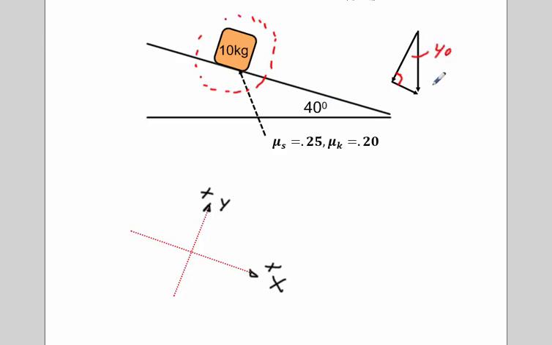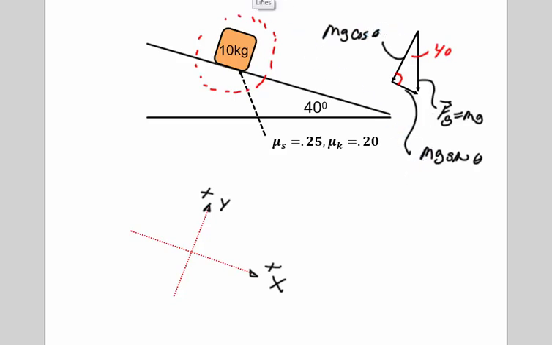So this coming down will be the force of gravity, and it will equal mass times gravity. Now to break this into components, this is the opposite to the 40, so this will be mg sine of your angle, we'll call it theta. This here will be mg cosine of the theta angle.